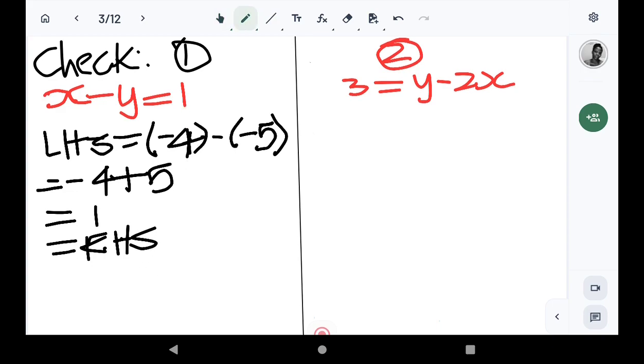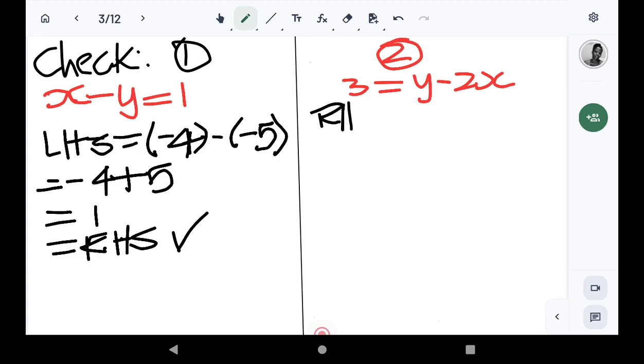Yes, so this solution checks out for equation 1. Let's see if it checks out for equation 2. Because the left hand side will already have that sorted out. There it is equals to 3. So we don't have to waste time with that, but let's figure out what the right hand side substitutes into.